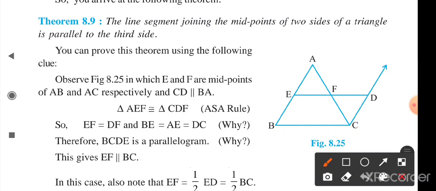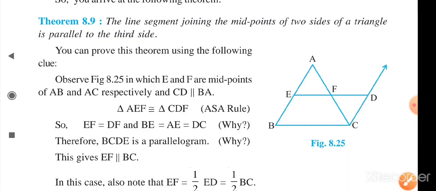If you see these two triangles carefully, since this is parallel to this, we know that angle 1 is equal to angle 2, because these are alternate interior angles, and angle 3 is equal to angle 4. Once again these are alternate interior angles. Or if you don't want to take them as alternate angles, you can take 3 and 4 as vertically opposite angles, so 3 is equal to 4.